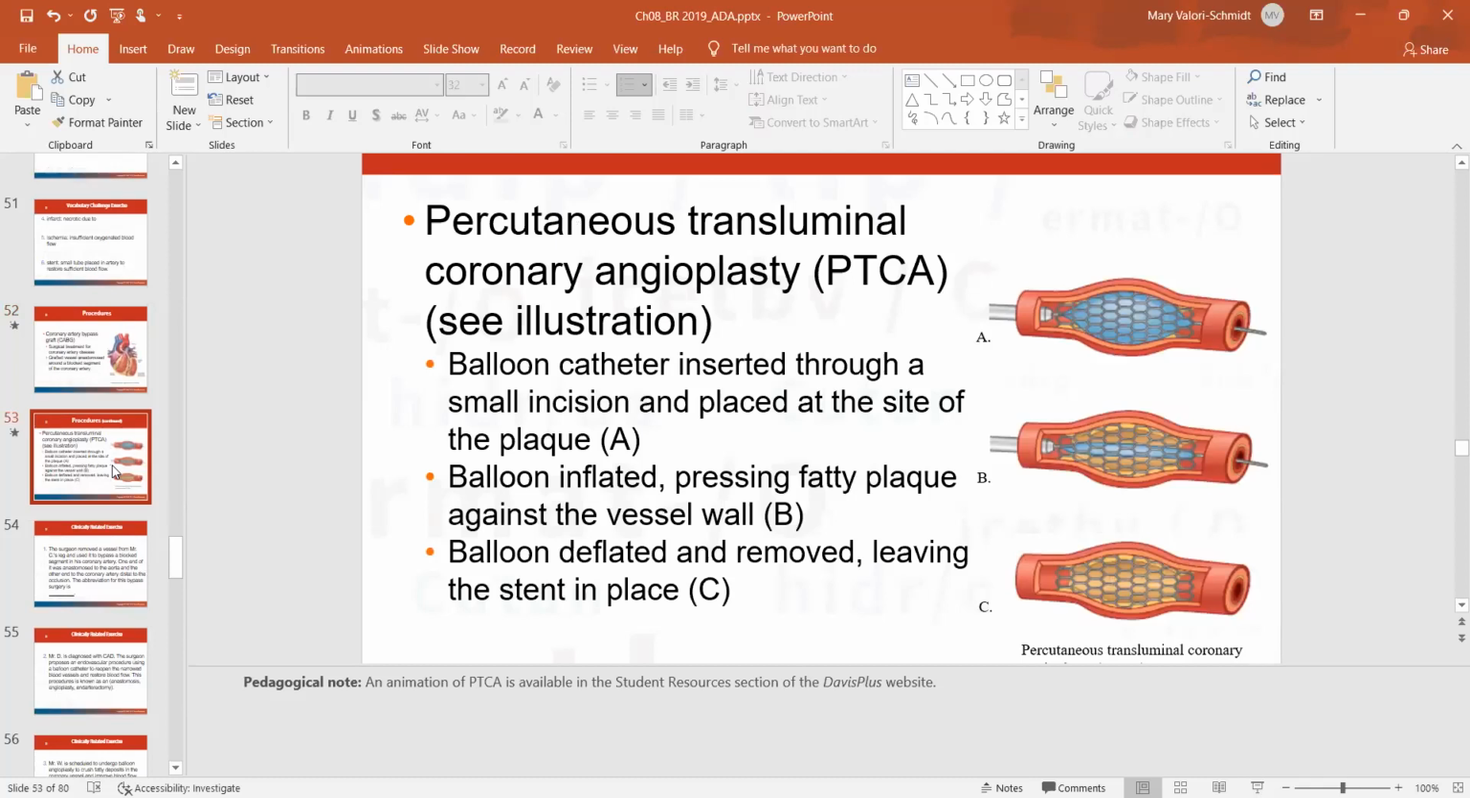Percutaneous transluminal coronary angioplasty, just for fun. It's a balloon catheter that gets placed into the artery. And when we inflate the balloon, it actually opens up the artery. And then inside of it is a stent that stays there. So we take the balloon out and the stent stays in place.